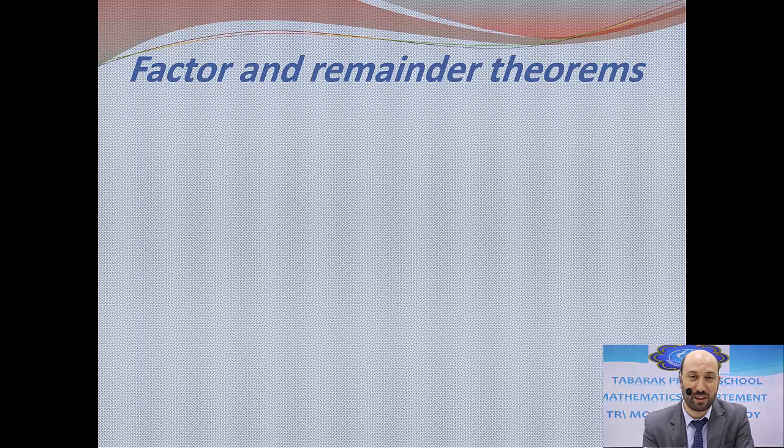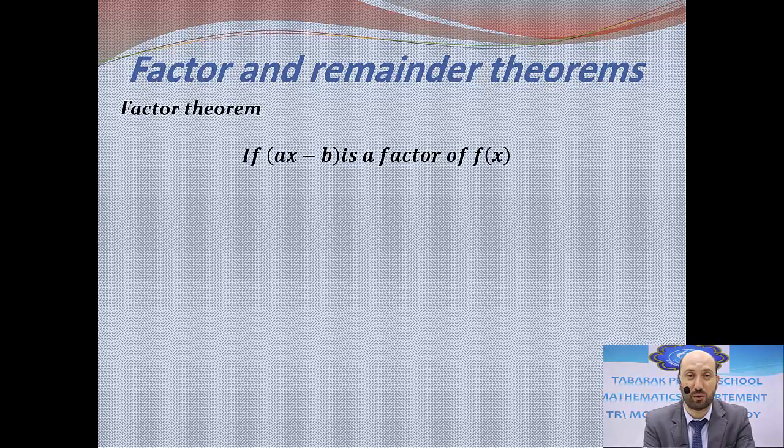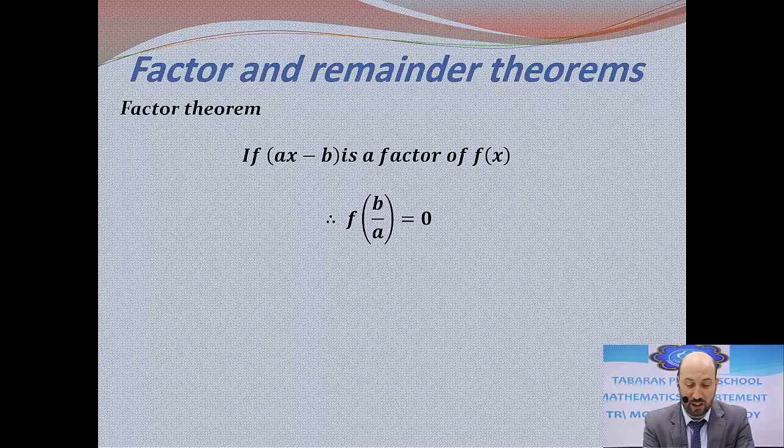And our lesson now is about factor and remainder theorems, and it's talking about how we could find the factors of any algebraic expression and how we could know if it's a factor or not. So the first theorem, the factor theorem, says that if ax minus b is a factor of function of x, that means the zero of the factor ax minus b, by solving it, will be b over a. So the function of b over a must be equal to 0 because here it is a factor.